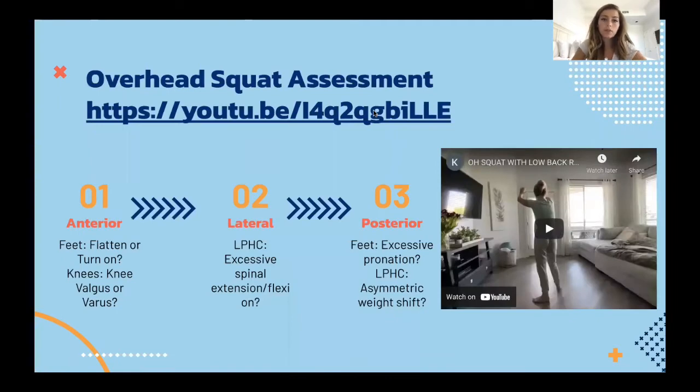So when we talk about the overhead squat assessment, we're going to be looking at the anterior, lateral, and posterior views, and we're going to look at some different types of checkpoints, seeing if the feet are flattened or turned out, the knees are either going into knee valgus or varus, and then in the lateral view, we're specifically going to be looking at the spine and seeing if there's any excessive spinal extension or flexion, and then lastly, the posterior, seeing any excessive pronation or any type of asymmetrical weight shifts. So here is the analysis that I did.